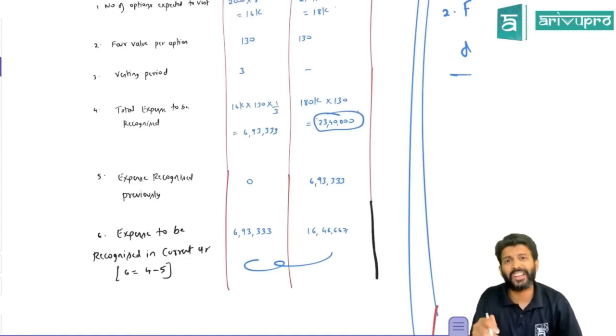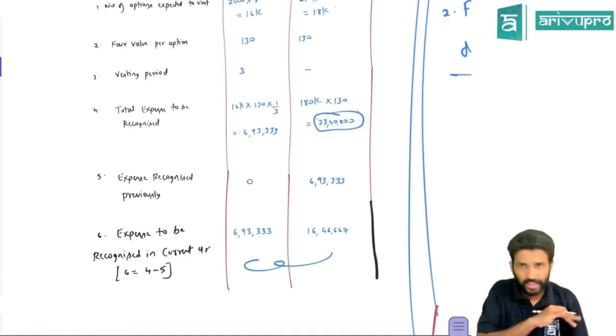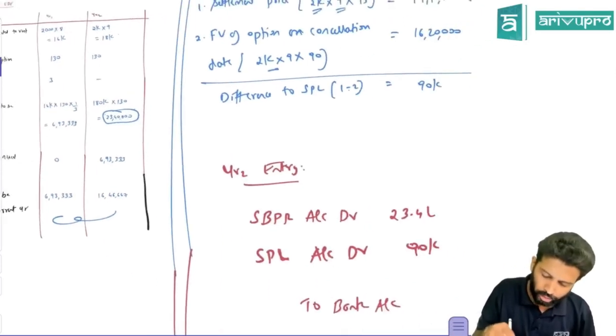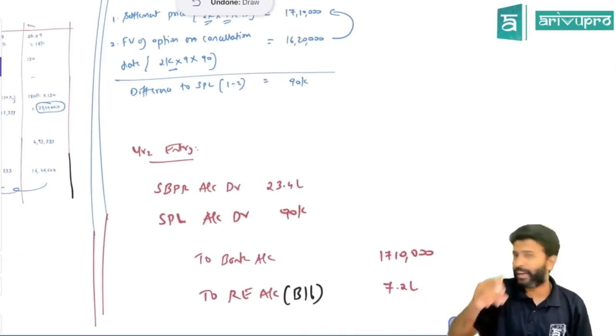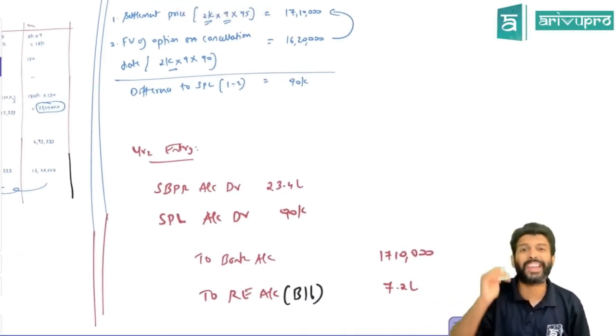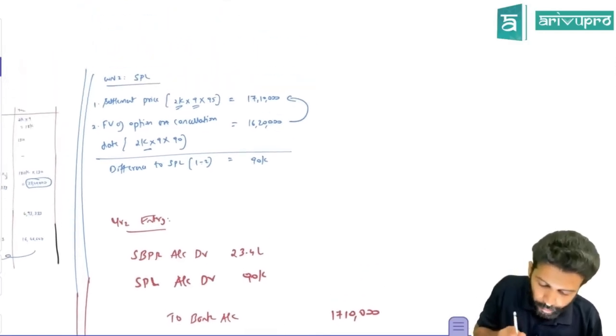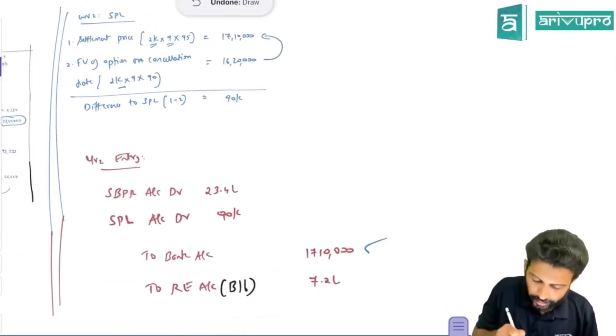Are you settling this in shares? No, you paid money and you settled. So SBPR transfer to share capital is not required. So you need to close it. You'll write SBPR account debit 23,40,000. To what? To equity share capital? No, you cancelled the plan and you settled this by cash. How much did you pay, cash or bank? 17,10,000. So to bank you will credit this much.